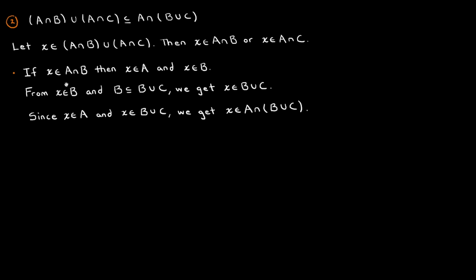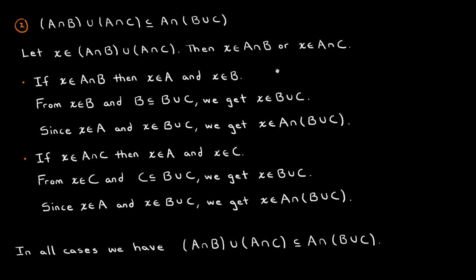Well, if X happens to be in A intersect B, then that means that X is in A and X is in B. Now, since X is an element of B, and the set B is a subset of B union C, we easily get that X happens to be in B union C. Moreover, since X is in A, and we just established that X is in B union C, then that means that X is in the intersection of these two sets. So we get that X is an element of A intersect (B union C), which is exactly the right hand side here. Now let's tackle the other case.